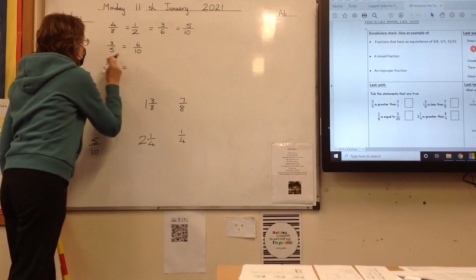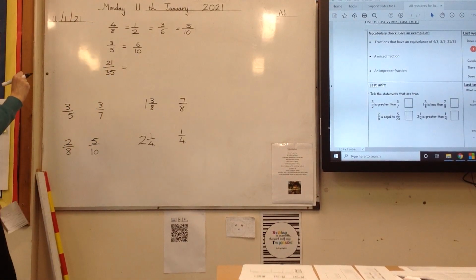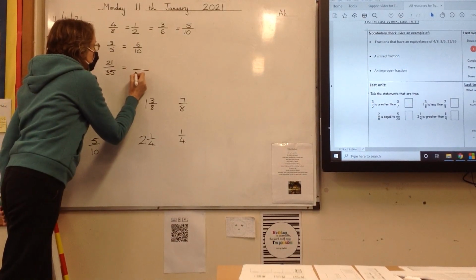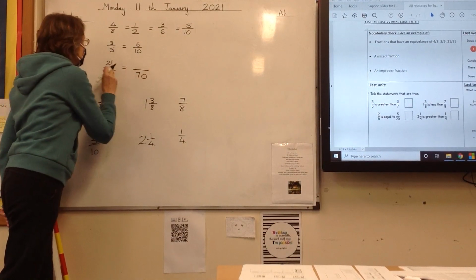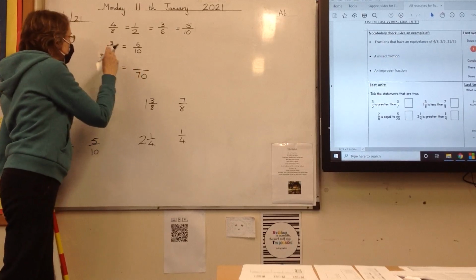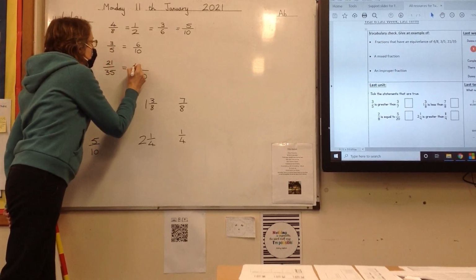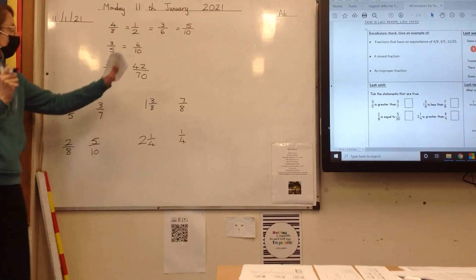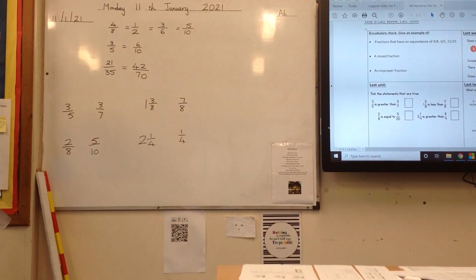The same for a fraction like that. If I decided to double 35 to make 70, I would have to double the 21 because I do the same to the top as I do to the bottom. Make 42, and you can continue that pattern. As long as you do the same to the top as you do to the bottom.